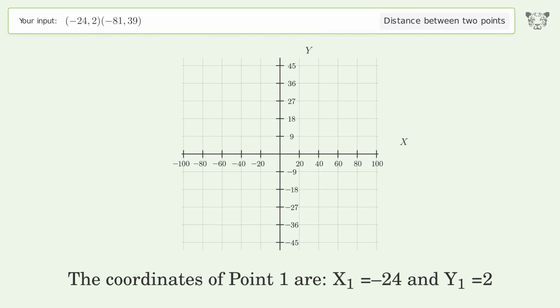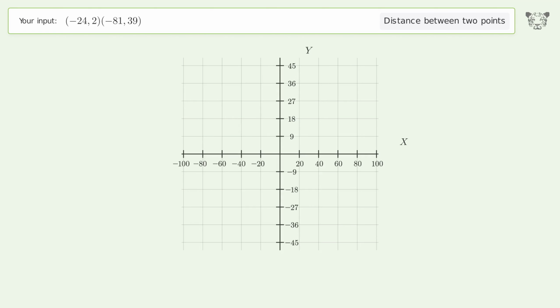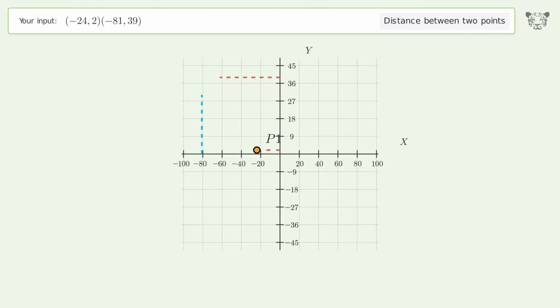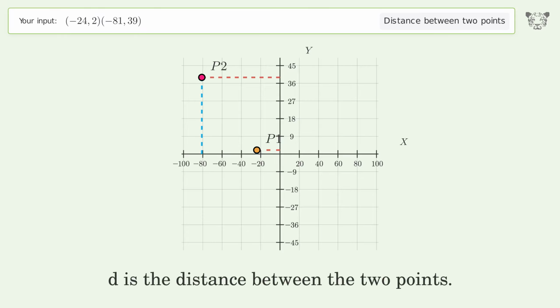The coordinates of point 1 are x1 equals -24 and y1 equals 2. The coordinates of point 2 are x2 equals -81 and y2 equals 39. D is the distance between the 2 points.